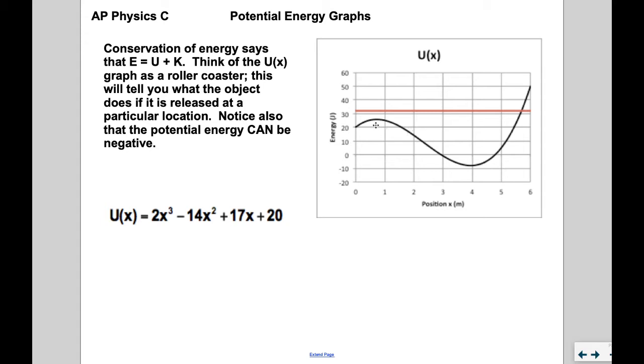I want you to notice also that the energy axis has a 0, and the U of x graph actually goes below that. So this tells us that the potential energy can in fact be negative if it happens to be between this location here and this location here. The potential energy would actually be negative, and that's sort of arbitrarily chosen, that this position indicates a potential energy of 0.